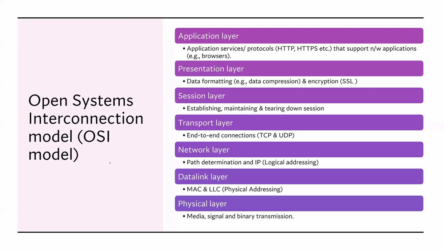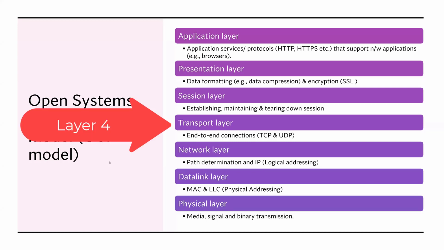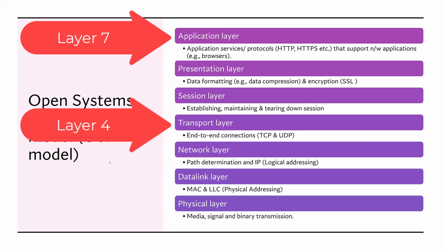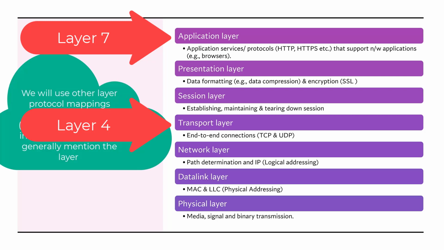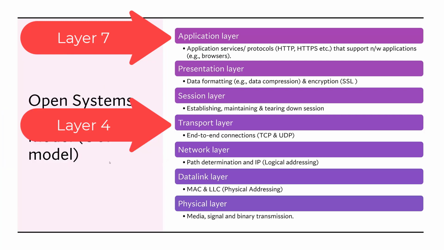From a systems design perspective, which of these layers are the most important? The fourth and the seventh. Fourth is the transport layer, and seventh is the application layer. Sometimes you may be designing components and thinking whether I should put this component in layer 4 or layer 7. Components such as load balancers, application gateways, and all these things. When we design, we will have to look into these different layers.